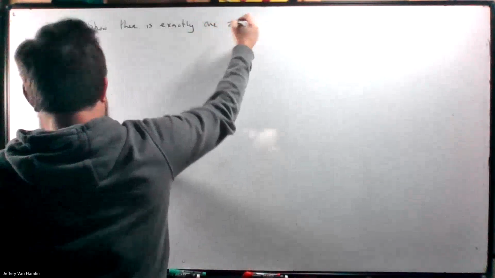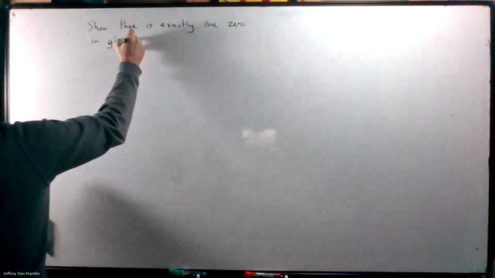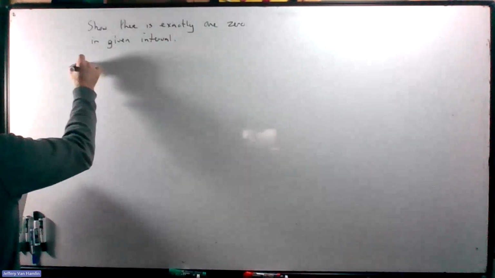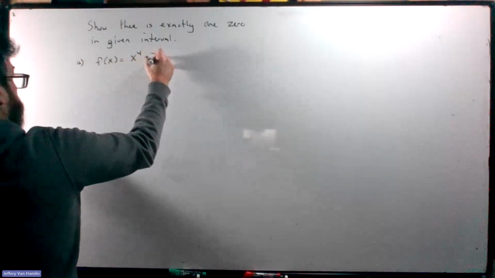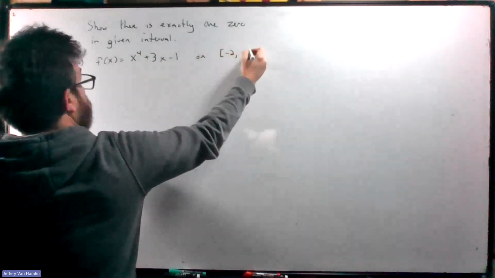So let's say, I'll do it again. So what it wants us to do is show there is exactly 1 zero in the given interval. So say f of x is equal to x to the fourth plus 3x minus 1, and this is going to be on -2 to -1.